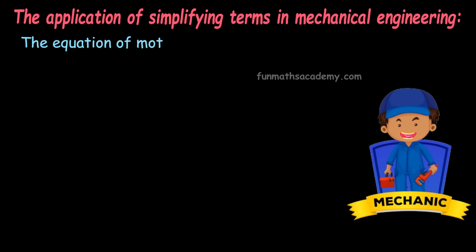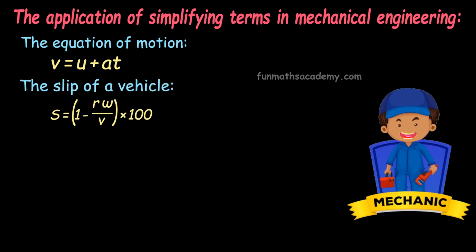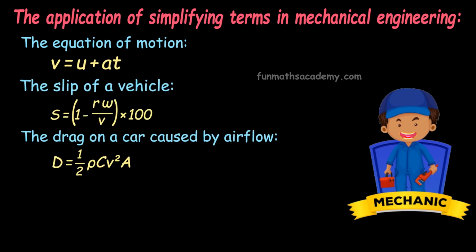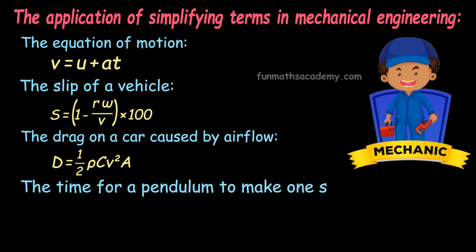You know the equation of motion, right? V is equal to U plus AT. That's all multiplying and dividing terms. Okay, but that's just one example. Oh, there is more. Ever heard of the slip of a vehicle? Or the drag on a car caused by airflow? Even the time for a pendulum to make one swing. Alright, I get it. I'll stick around and listen.